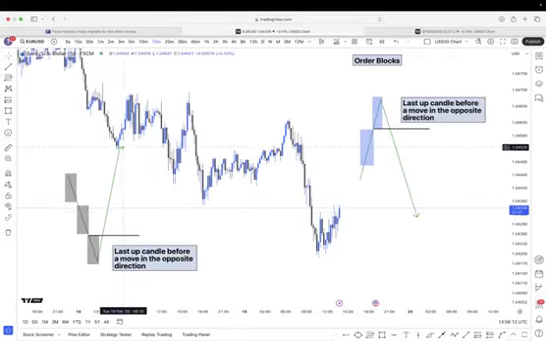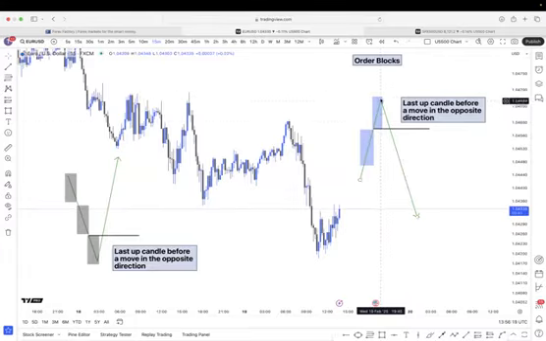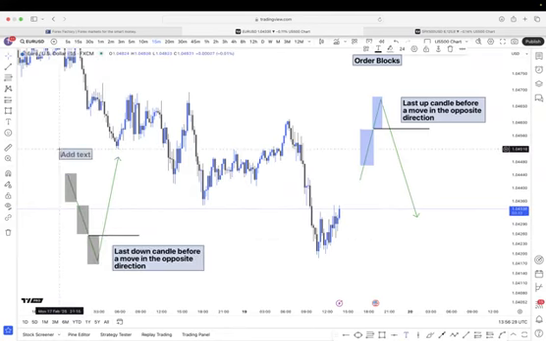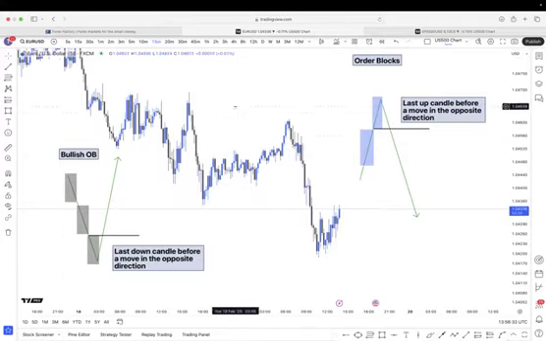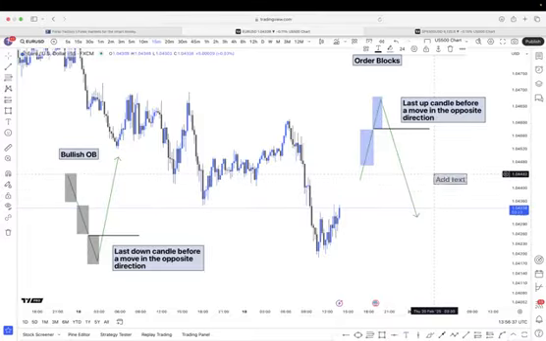So the simplest way to identify an order block, first and foremost, is the last up candle before price moves in the opposite direction and the last down candle before price moves in the opposite direction. This example right here is going to be your bullish order block. And this example here is going to be your bearish order block.